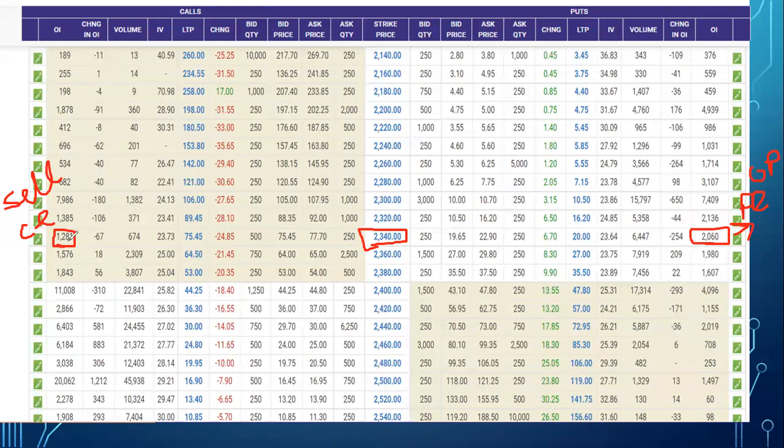So this means that if Reliance tries to move from about 2340, 1281 lakh people will be trying to protect this level. On the same side, 2000 people will be trying to cross this. Okay. Rather than making it more confusing, let us go and see a live example so that things become clearer.